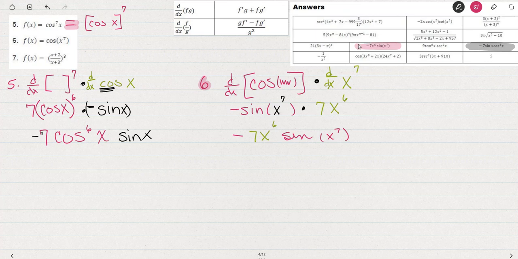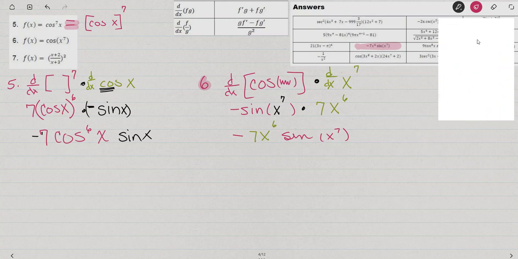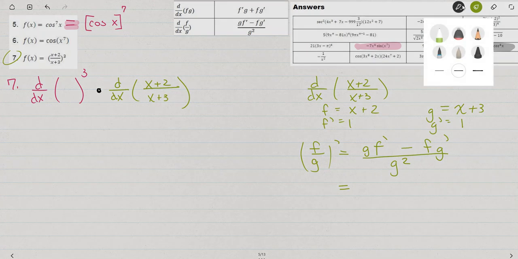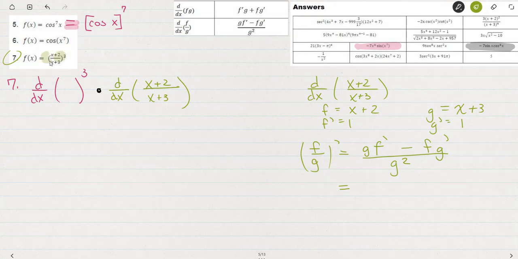One more, number 7. This one's a little bit more tricky. So you know what I'm going to actually do is move to a clean page. When we look at this number 7, we want to recognize that the outside is the something cubed. So we're going to do the derivative of the something cubed. And the inside is going to be the x plus 2 over x plus 3. So we're going to multiply by the derivative of that inside function, the x plus 2 over x plus 3.